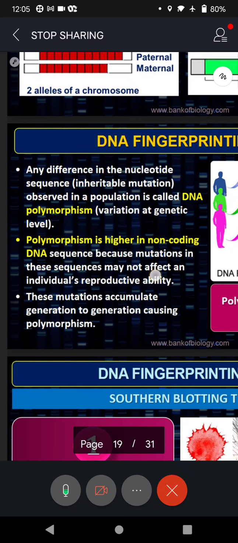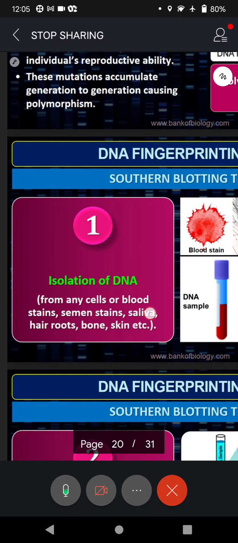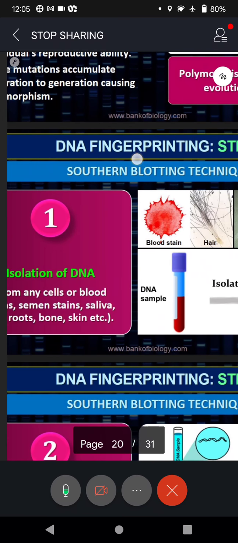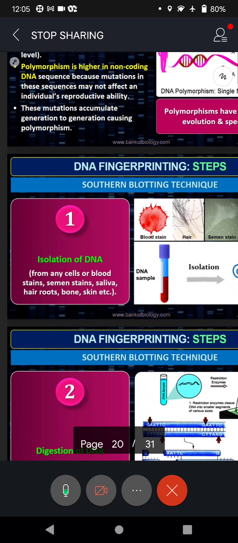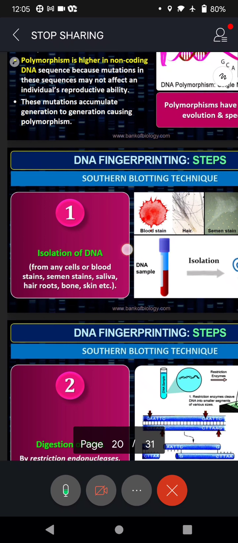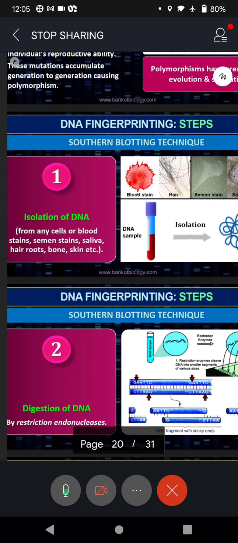Okay. Now we go to the procedure part of it. How exactly do we do this DNA fingerprinting? Let me shorten this a little bit. Yes. Now you can see step number 1. What is required in the crime scene? Look at that. We need at least one of these so that we can isolate the DNA. What is it that we require? One drop of blood stain.